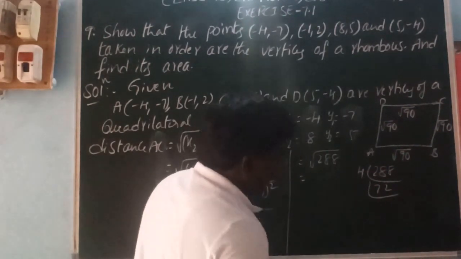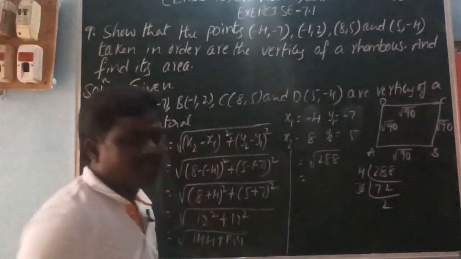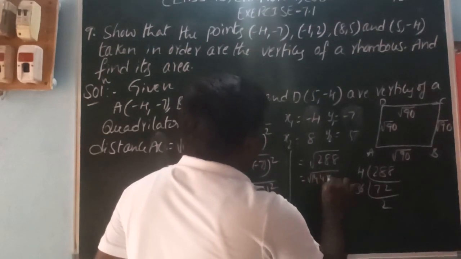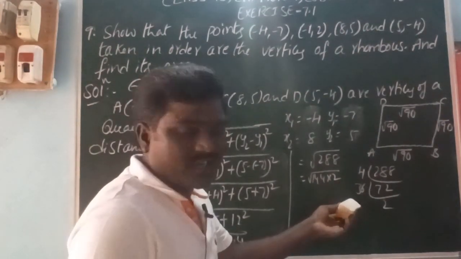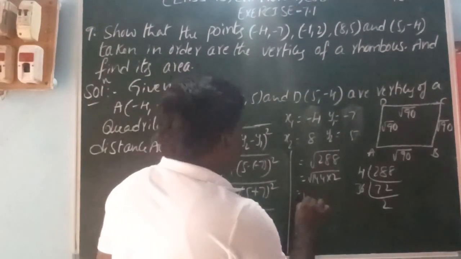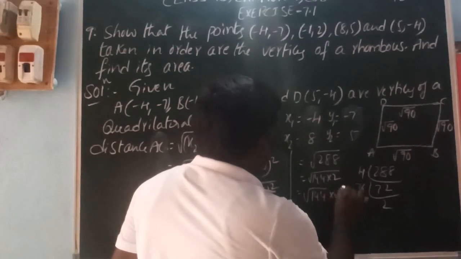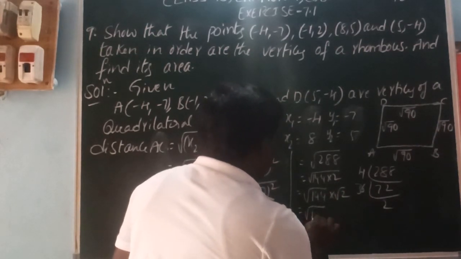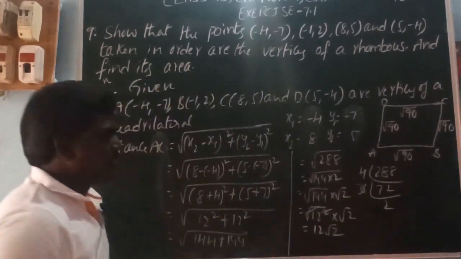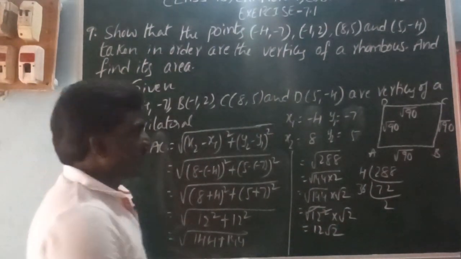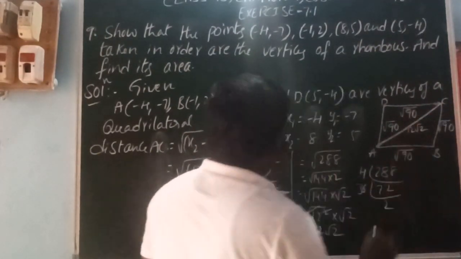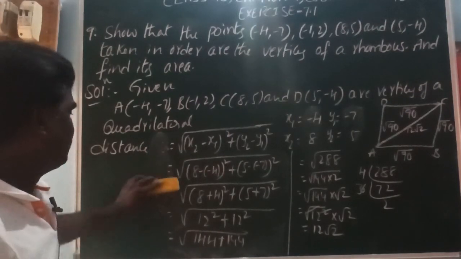Next, we can write it as square root of 144 into 2. Square root of a into b is square root a into square root b, so square root 144 into square root 2. Square root 144 is 12, so it is 12 root 2. So the distance of AC is 12 root 2. Its length is 12 root 2. Next, the distance of BD.